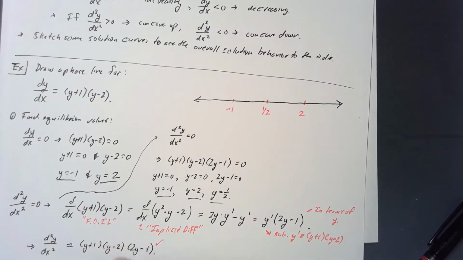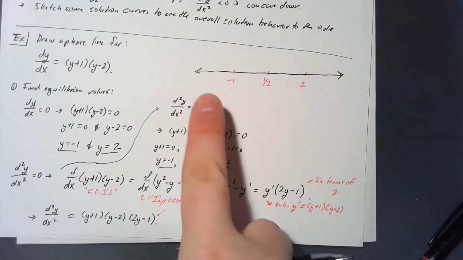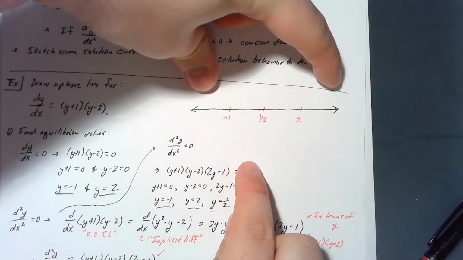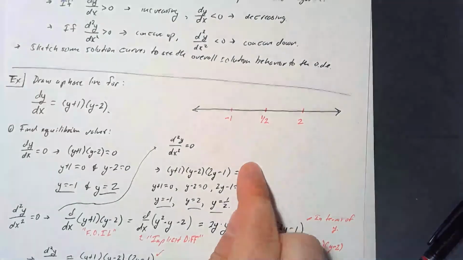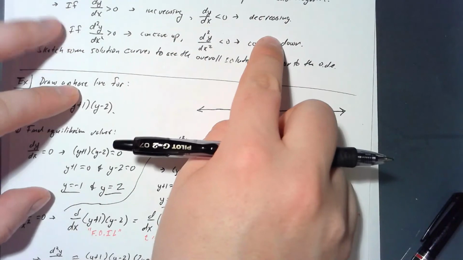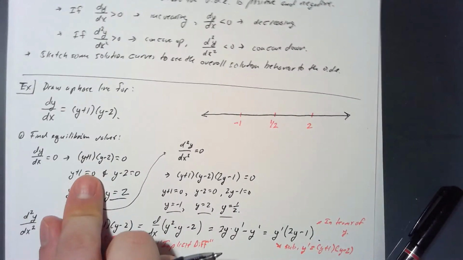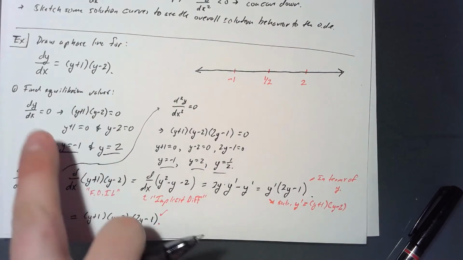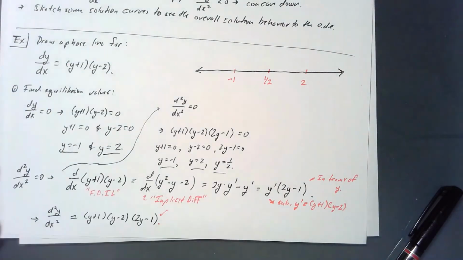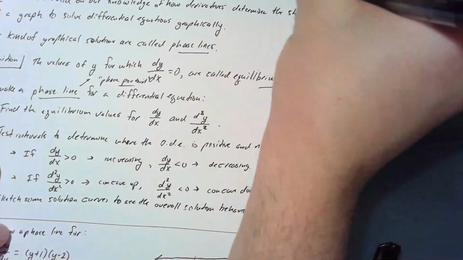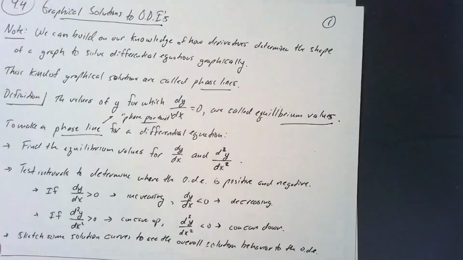So what I'm going to do is, now that I have my equilibrium values for the first and second derivative all together on the same number line, I'm going to sketch the intervals for the first derivative and the second derivative on this phase line to see which ones are increasing, decreasing, concave up, and concave down. And we do that by doing test intervals. So now that I found all my equilibrium values for the first and second derivative, I'm going to take this, go to the next page, and do some test values. That's what I'm going to do on the next page.